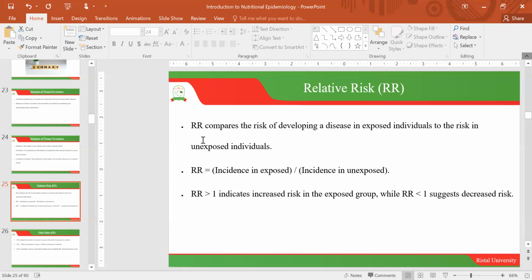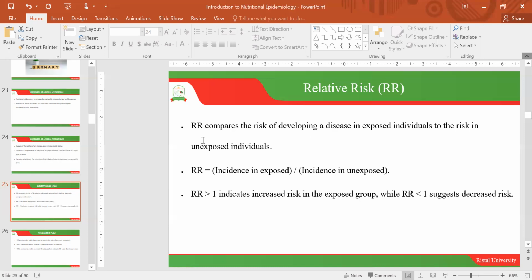Okay, so the first measure of association is what we call relative risk. With relative risk, you're basically comparing the risk of developing a particular disease in people who are exposed to the risk of occurrence of a given disease in people who are not exposed. That means that you calculate the incidence in the people exposed and then the incidence in people who are not exposed.